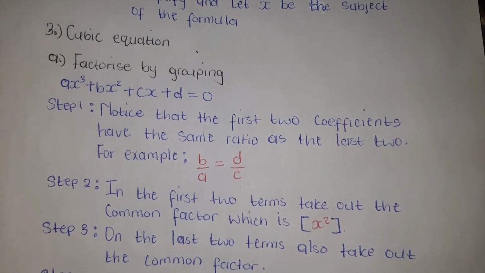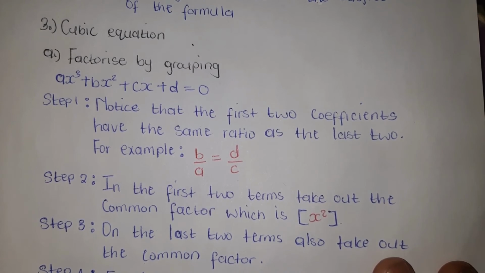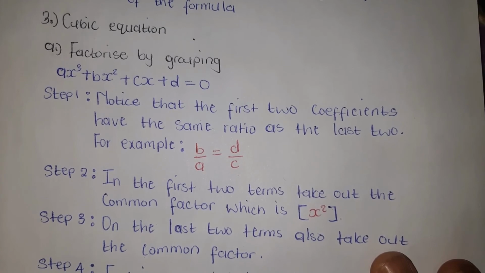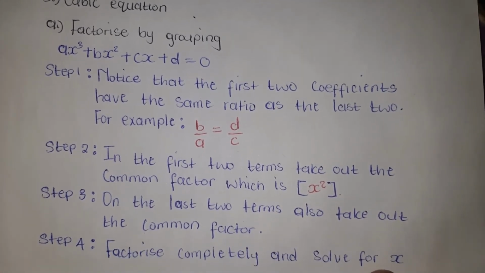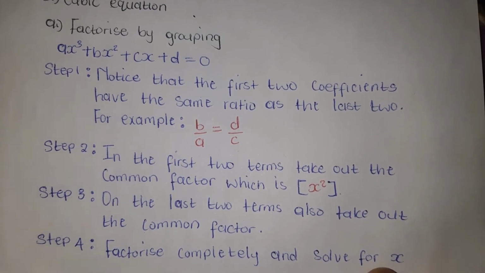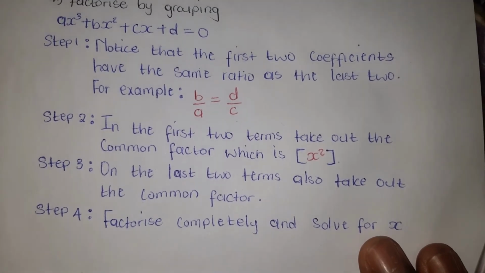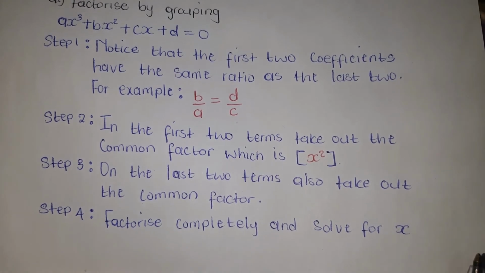Okay guys, step number 2, in the first 2 terms, take out the common factor, which is x squared. Most of the time, it's x squared. Let's move on to step number 3. On the last two terms, also take out the common factor. Usually the common factor is a constant. And then step number 4, factorize completely and solve for x.